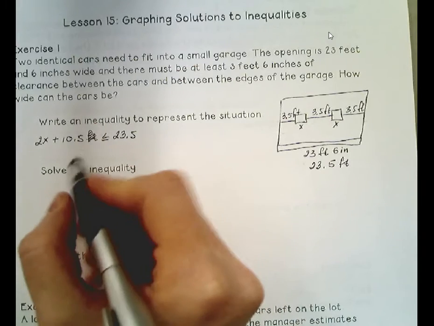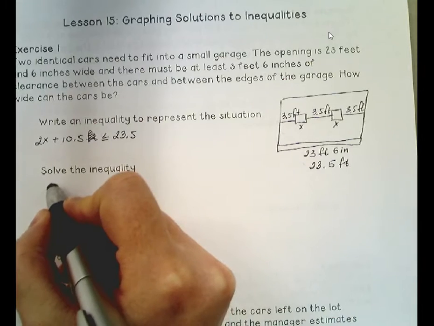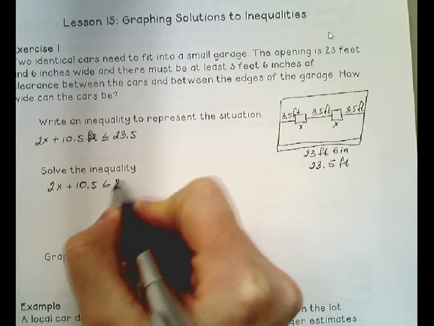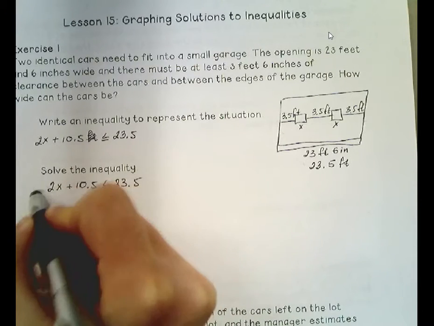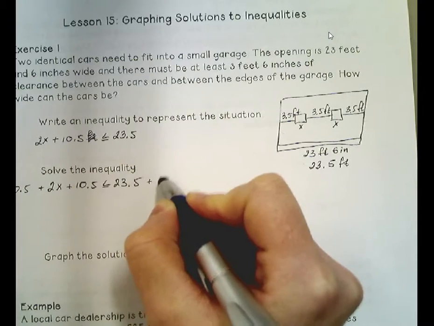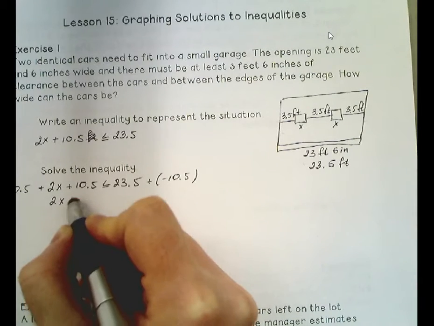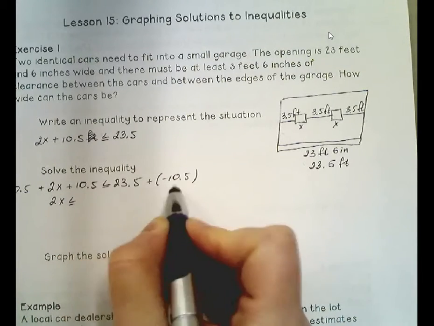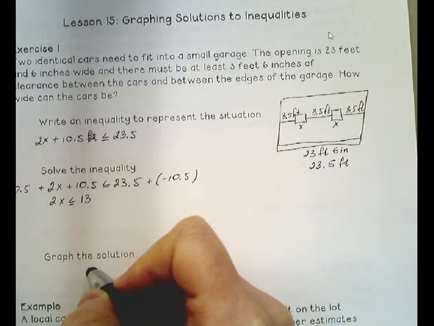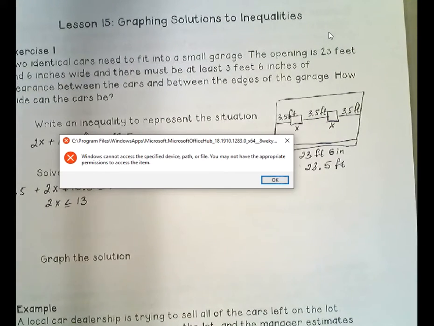First, we are going to add the additive inverse of 10.5. So I will just rewrite that: 2x plus 10.5 is less than or equal to 23.5. So we are adding negative 10.5 to both sides of my inequality. I have 2x is less than or equal to 13.